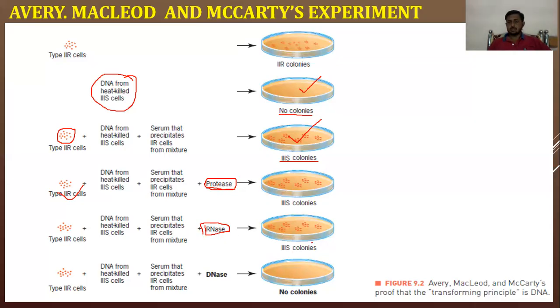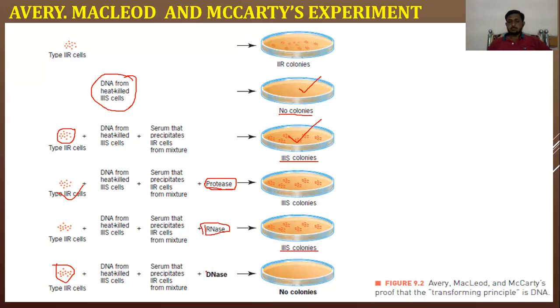inoculated that mixture on the nutrient agar plate. So again after that they found R type of colonies on the media. That means again their assumption is disproved. That is, RNA is not the particle which is transforming R type of cells into S type of cells. So after that, in the next step, they use R type of cells plus heat-killed DNA from the S type of cells plus serum that precipitates R type of cells in the mixture, plus DNase.